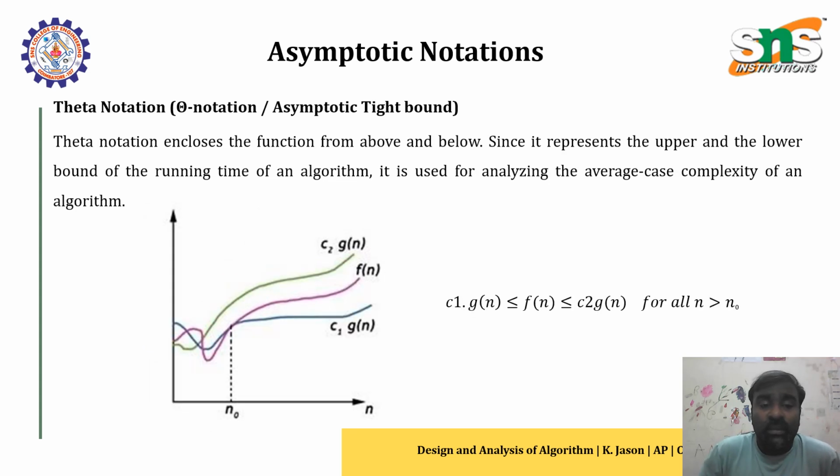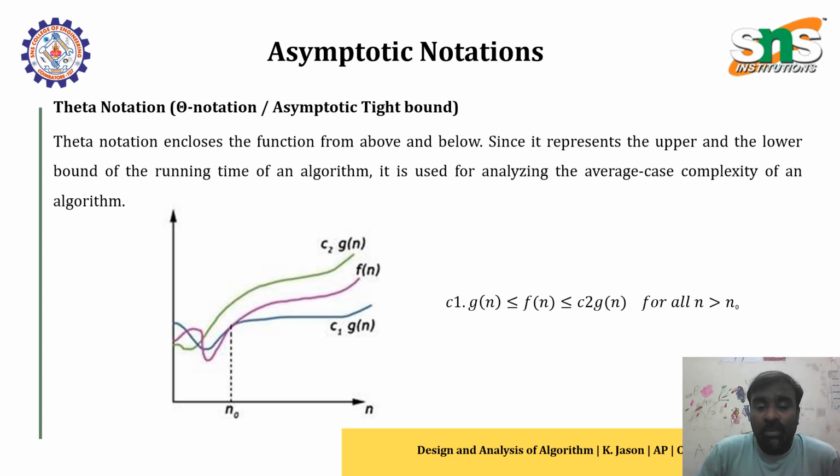Go to the next one, theta notation. Theta notation is an asymptotic tight bound. Look at the definition. Theta notation includes the function from above and below, that is, upper bound and lower bound. Since it represents the upper and the lower bound of the running time of an algorithm, it is used for analyzing the average case complexity of an algorithm. Consider the graph where f of n is a given function. The running time may be taken as c1 g of n or up to c2 g of n.